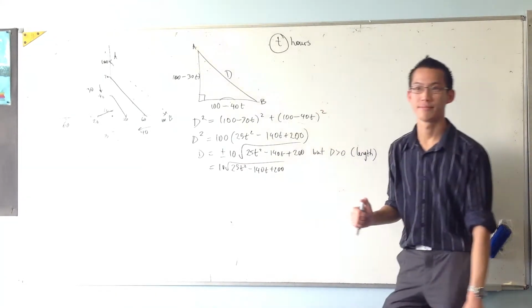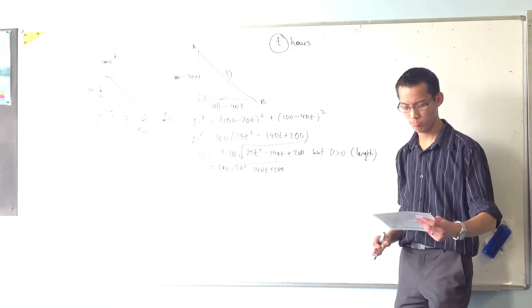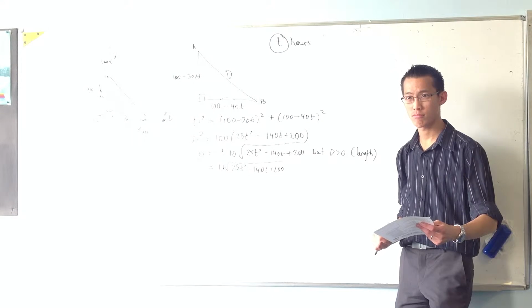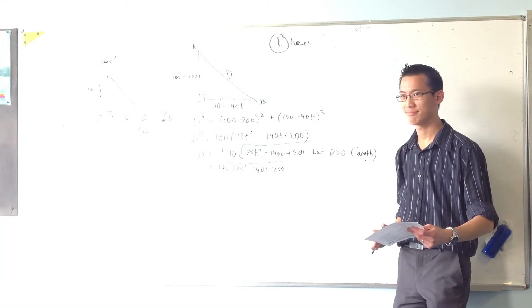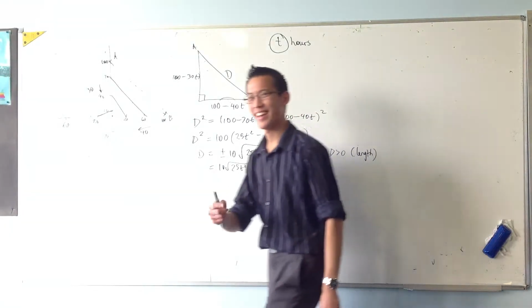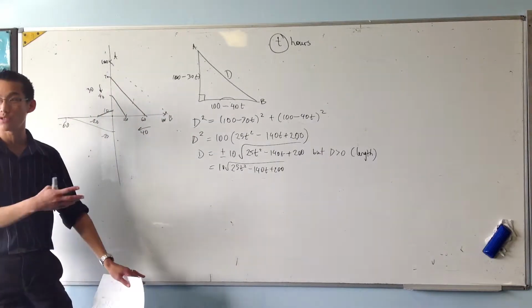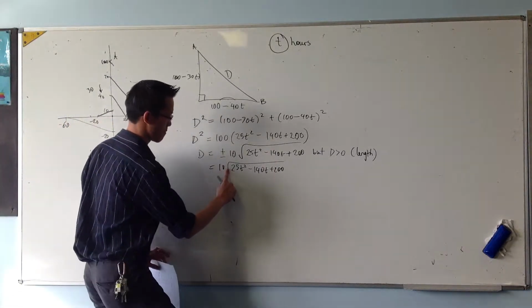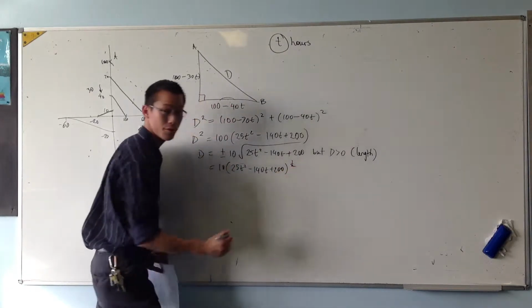Whenever Justin's ready. Yeah, is this minus 140t in d squared? I think so. Minus 1.4. Actually, that might be right.